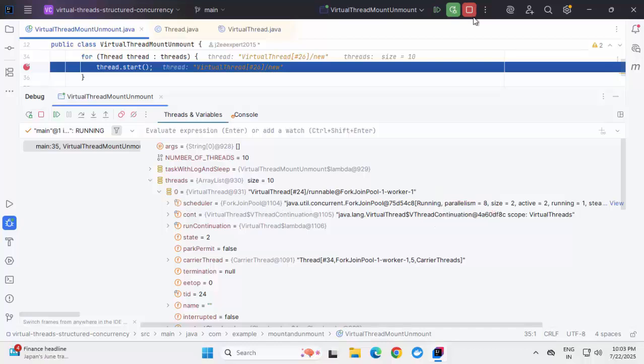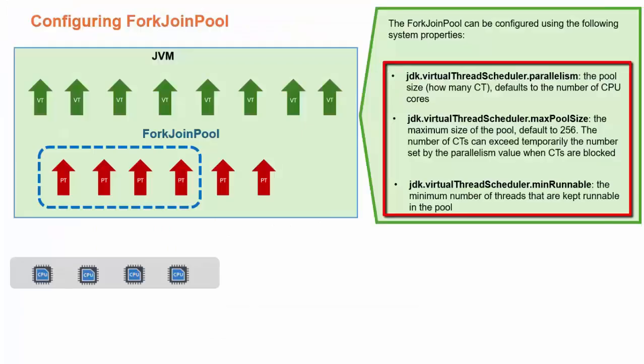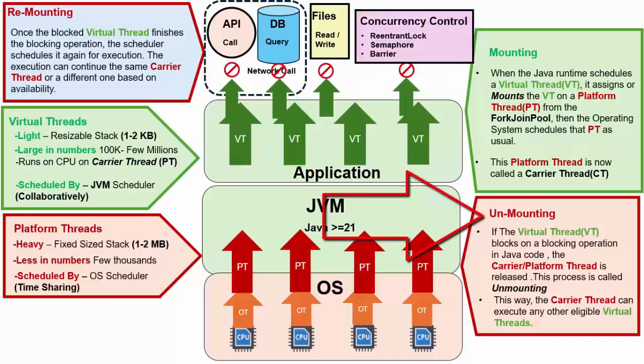So by going through this sample program and going through this internal structure a little bit, we now have a basic understanding of how this mounting and unmounting works, how this ForkJoinPool works. Let me stop this program. Now, if we just recall what we discussed regarding this ForkJoinPool, what is its parallelism, we have seen them hands-on. We have also seen mounting, unmounting, and remounting.